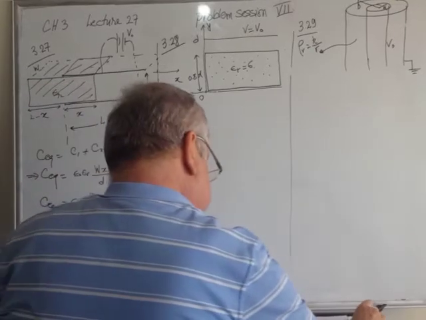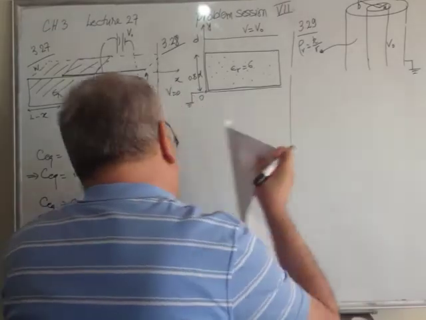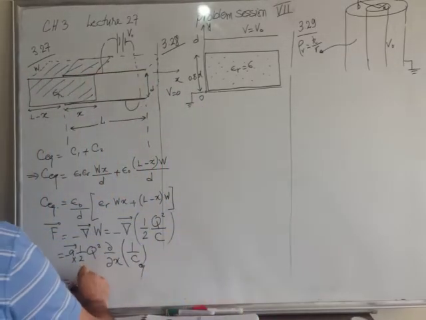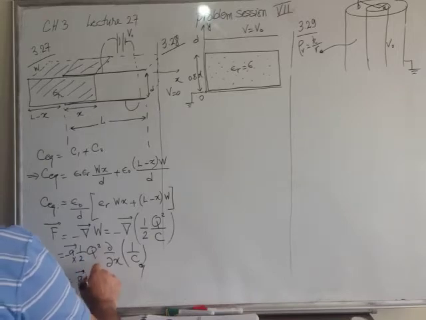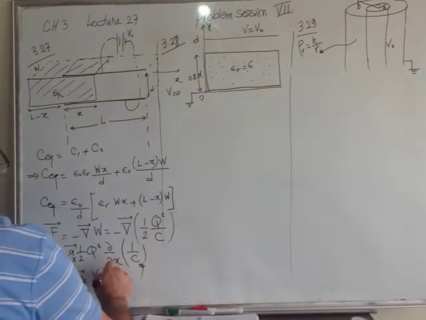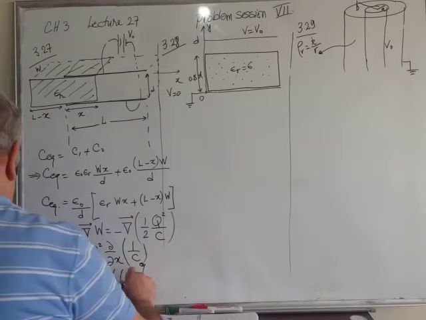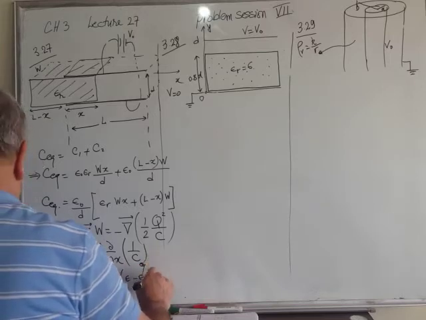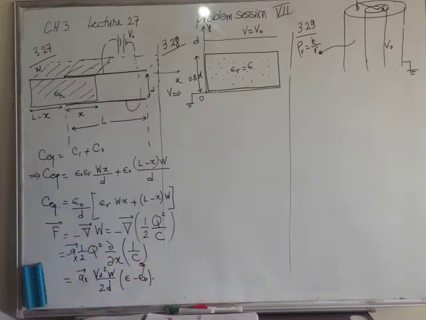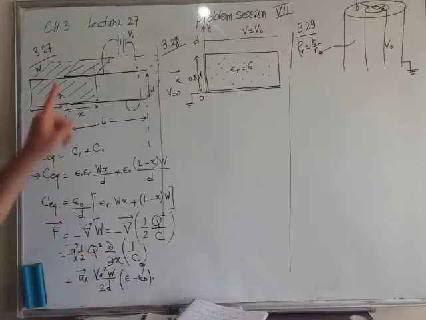And if you do the calculations, you will obtain something like a_x times V0 squared W over 2D times epsilon minus epsilon 0. Here we have replaced Q, putting Q in terms of V0, the initial potential difference under which the capacitor was charged. So that is 3.27.